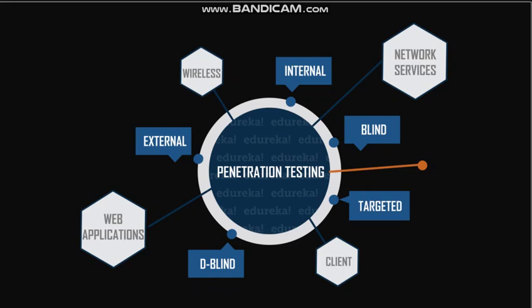Targeted testing is usually performed by the organization's IT team and the penetration testing team working together. In a blind penetration test, a penetration tester is provided with no prior information except the organization's name. In a double-blind test, at max, only one or two people within the organization might be aware that a test is being conducted.